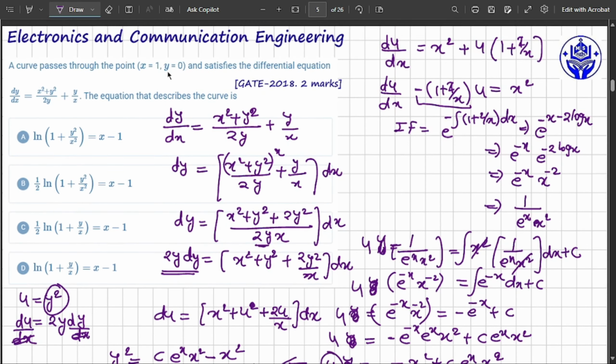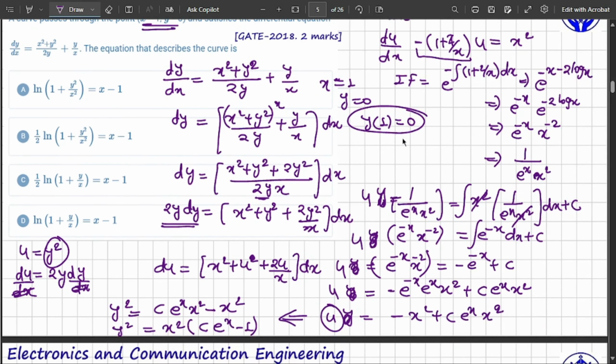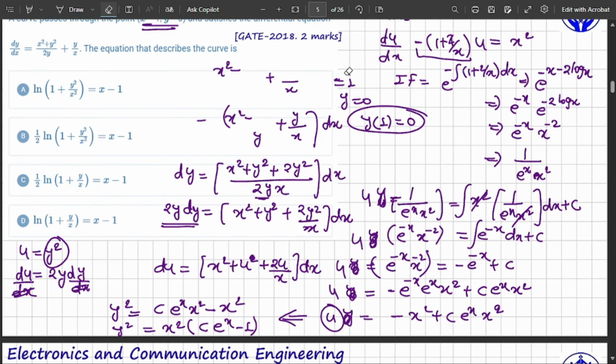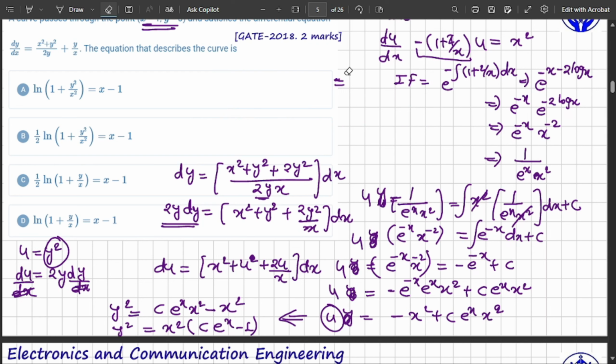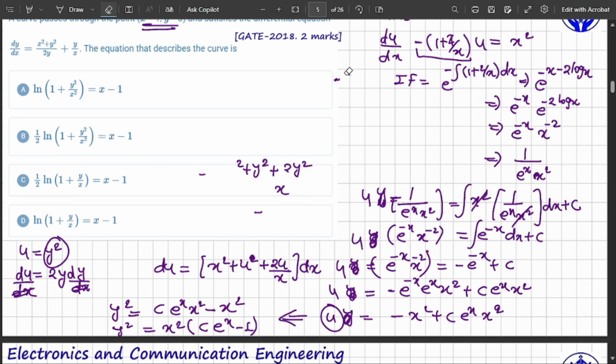Yes, there is a point, we have a condition, that is x is equal to 1 and y is equal to 0. It means y at 1 is 0. So by finding this, we'll have the constant. Just removing this part here, we can find the constant from this. This is nothing but the initial condition, which is given in the form of a point. So my y square is equal to x square c to the power x minus 1.